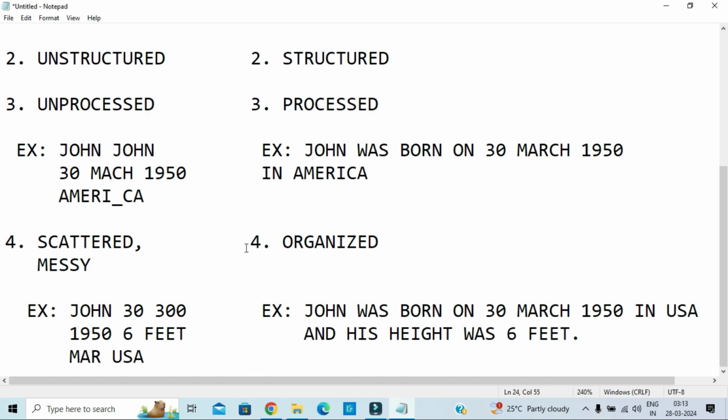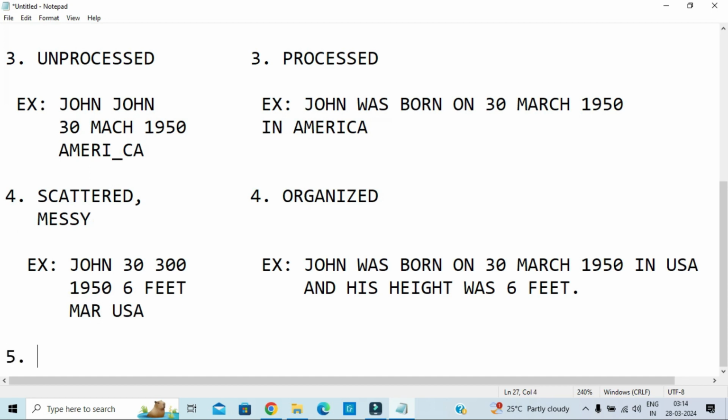So if you look at this, it is scattered. 30 is present in one place, March is present in another place, year is present in one place, country is present in different places. If you look at this information, it is completely organized. This is how we differentiate between data and information.